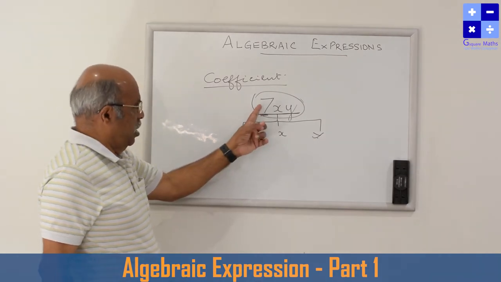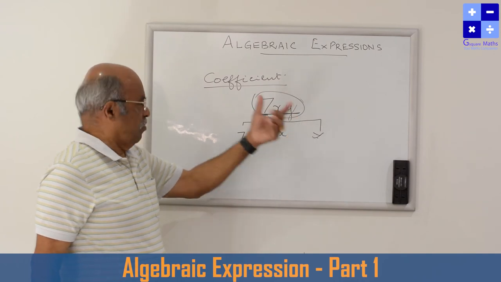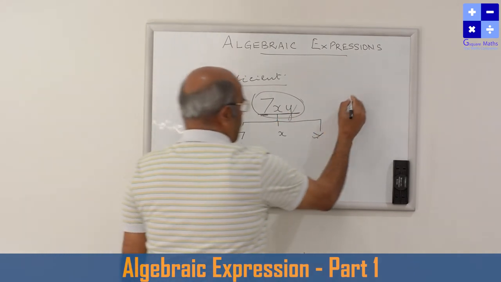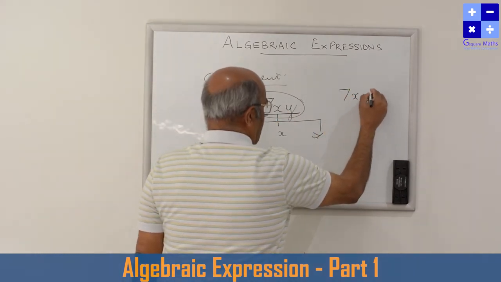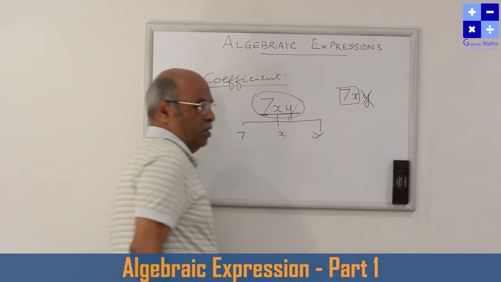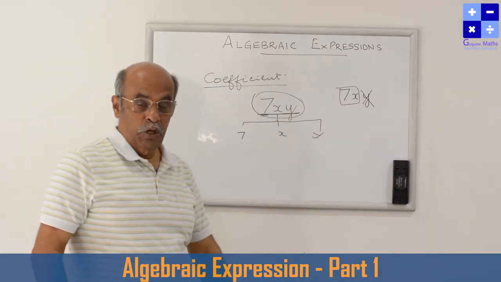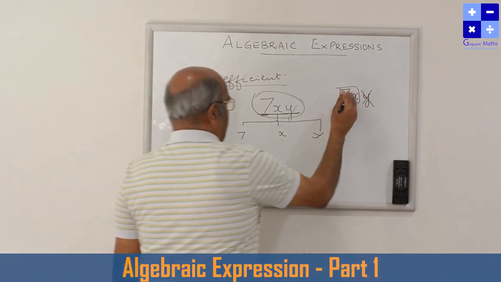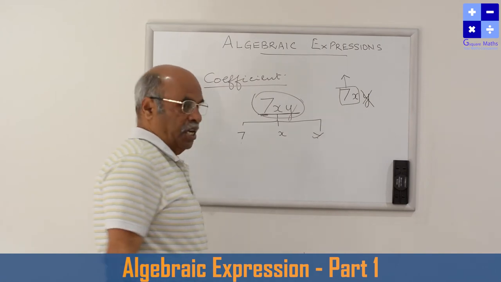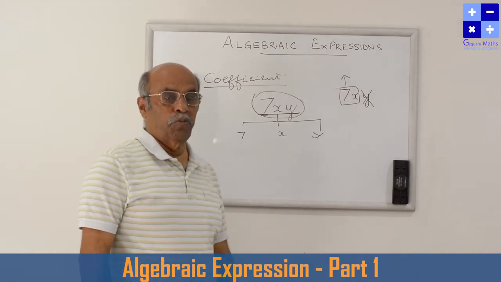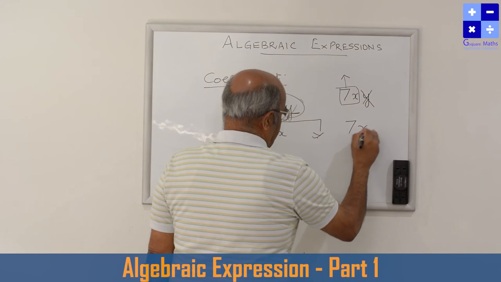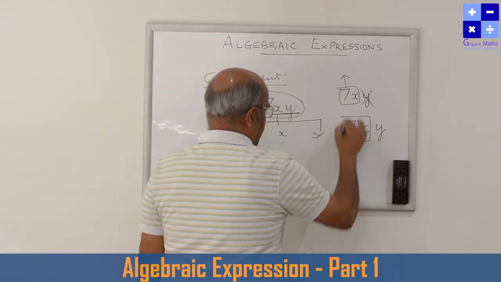Now, each is a coefficient of the other variables. For example, what is the coefficient of y? Coefficient of y means, leaving that y, whatever is left out, you have to take it out. If it is only the numerical coefficient, it's only 7. Generally, when we say coefficient, we mean the numerical coefficient. But in this problem, if you are asking what is the coefficient of y, 7x is the coefficient.